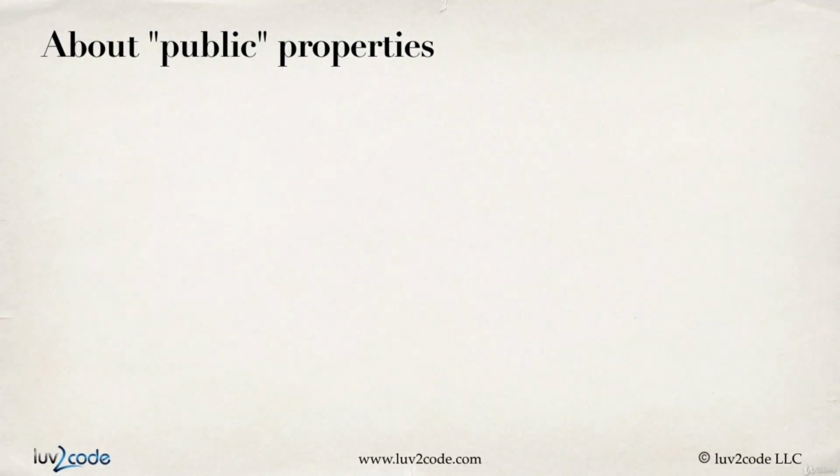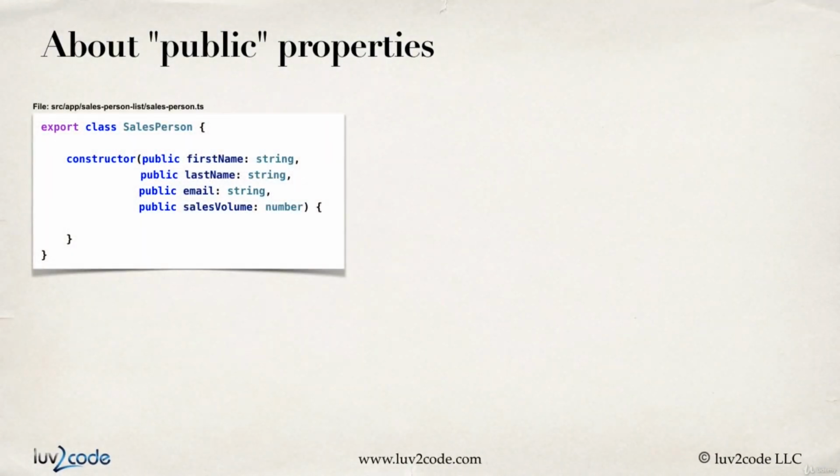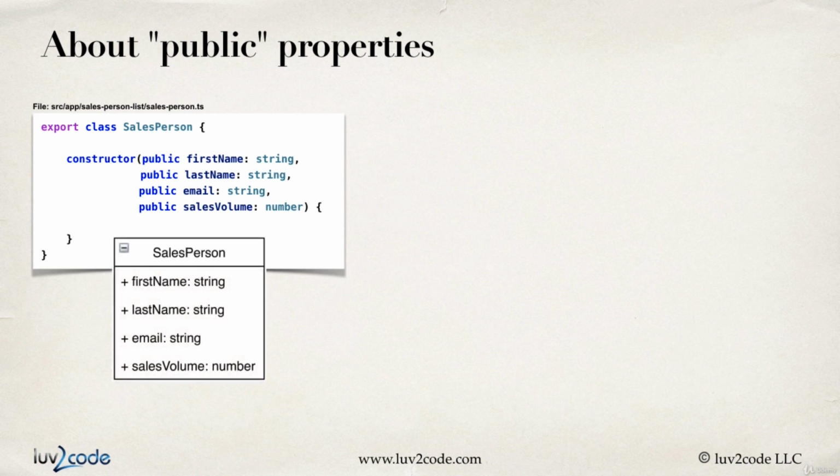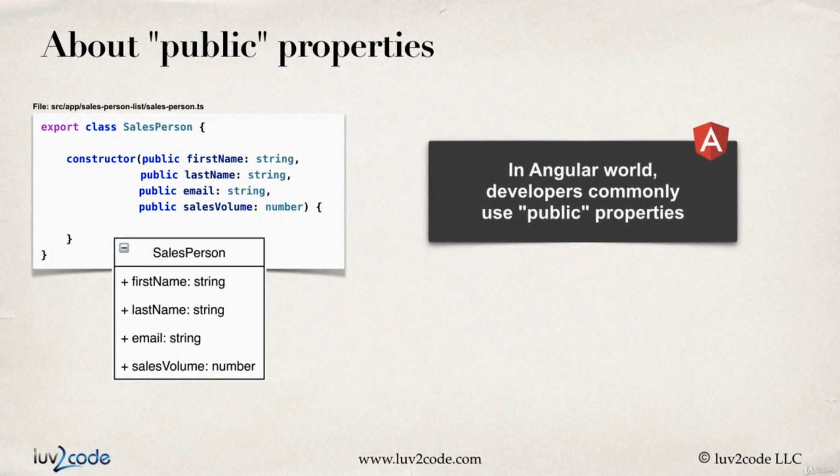Okay, so now about these public properties. I know when you saw that code with the constructor and I had these parameter properties and I used public, you probably said, oh my gosh, no way. Alrighty, so in the Angular world, public properties are very common. So you'll see the Angular developers using public properties in their code. So this is a different approach than what Java developers are used to. In the Java world, we primarily use private fields and have public getter-setter methods to promote encapsulation.